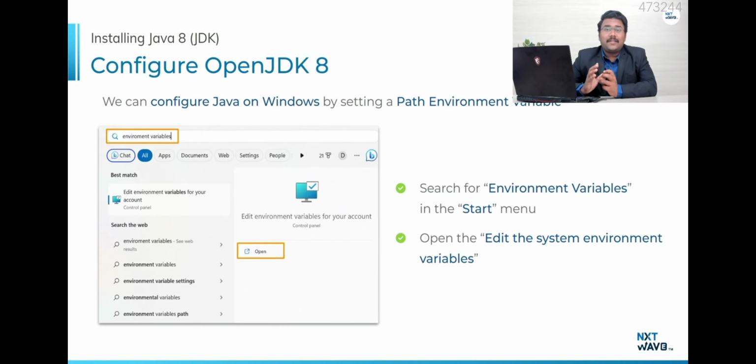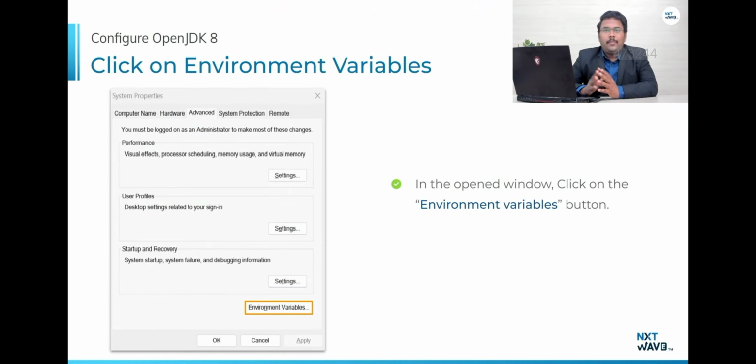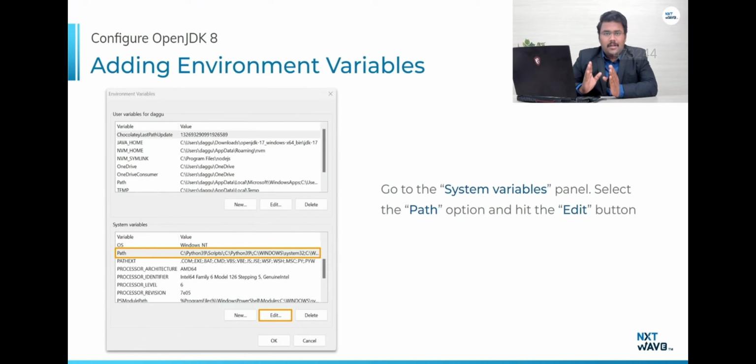The next step is to set the environment variables. We'll click on the start menu. You can either click on the Windows button or directly press the Windows button on your laptop. Once you do that, a small pop-up will open where you can enter environment variables, and then you'll see an option called edit the system environment variables. You need to click on that. In the open window, we'll click the environment variables button, and a new window opens. We'll navigate to the system variables panel, select the path option, and hit the edit button.